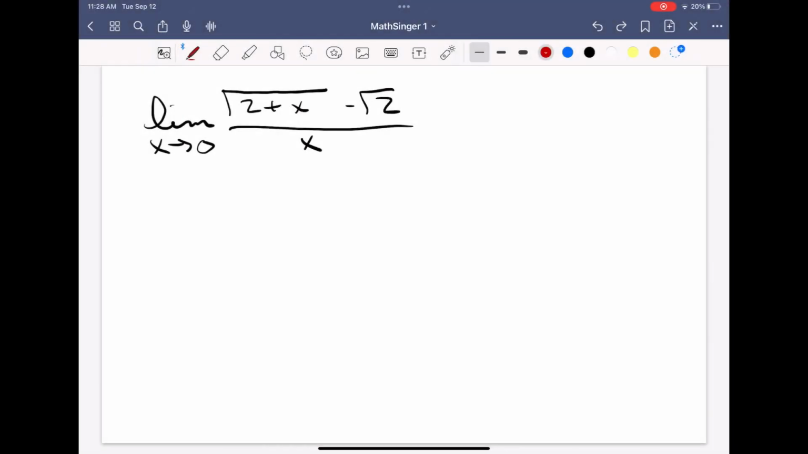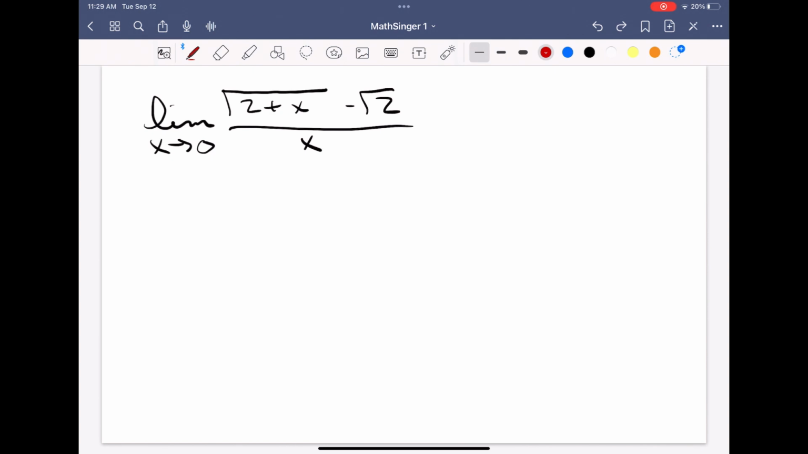Hello and welcome to a Math Singer tutorial on limits. Today we're going to be investigating the limit as x approaches 0 of the function square root of 2 plus x minus square root of 2, all divided by x. There are several ways in which we could investigate the value of this limit, and we're going to look at this limit to begin with graphically.